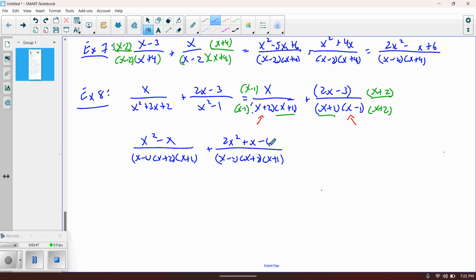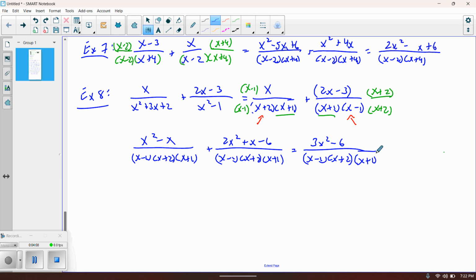Now the denominators are identical. Let's go ahead and combine like terms. So we're going to get 3x squared on top. Minus x and plus x goes away. That's nice. And then minus 6 over x minus 1, x plus 2, x plus 1.